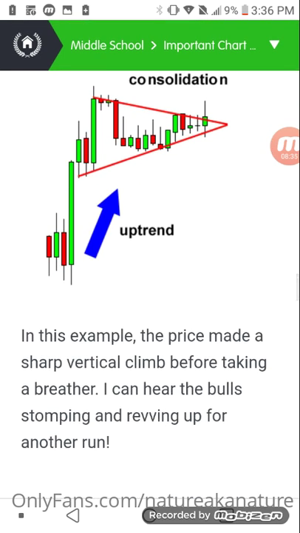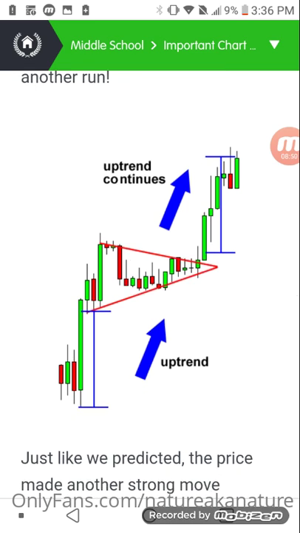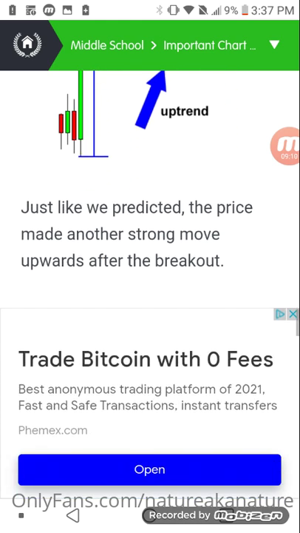In this example, the price made a sharp vertical climb before taking a breather. I can hear the bulls stomping and revving up for another run. So it went up, and then it took a short break. And then just like we predicted, as we can see with the mass used to determine how far price will actually move after it breaks out of that pennant, price made a strong move upwards after the breakout. It's called a bullish pennant.